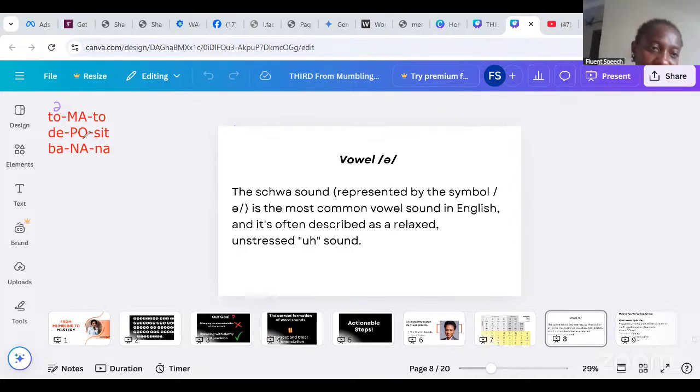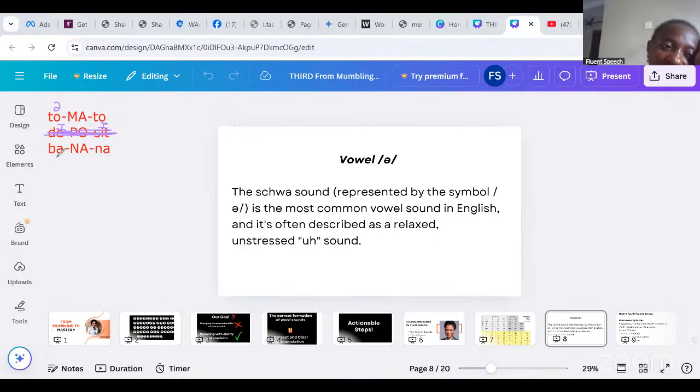Tomato. Deposit. In the word deposit, we don't have a schwa. The E is reduced into the A sound. Remember I told you there are 3 vowels we can reduce our vowels into. So it is reduced into the A sound, not the schwa sound. Same with the I. It is also reduced into an A sound, deposit. So there is no schwa sound in deposit.